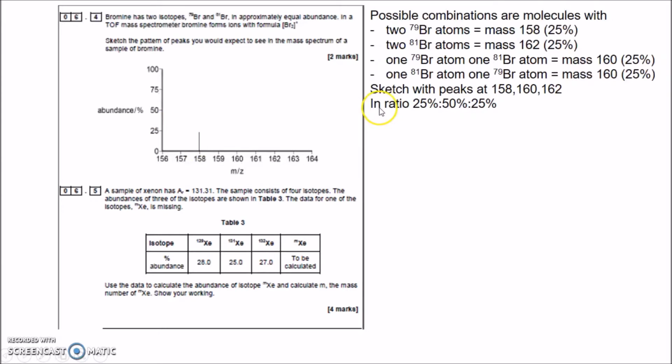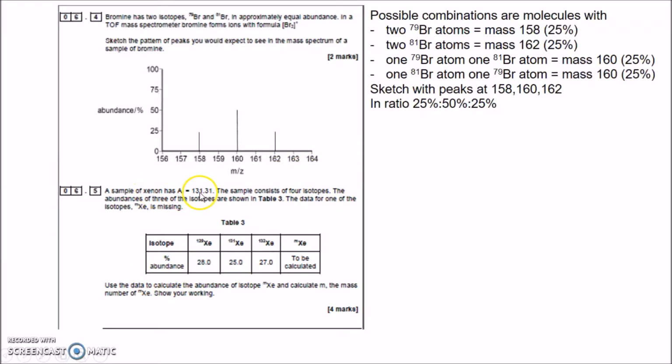So 25% is 158, that's two 79 Br atoms coming together. I've got 50% is 160, that's a 79 atom coming together with an 81 atom, or an 81 atom coming together with a 79. So I've got 25% of each, and both have the same mass, 160, so I've got 50% of that. And then I've got 25% of two Br 81 atoms coming together at 162.